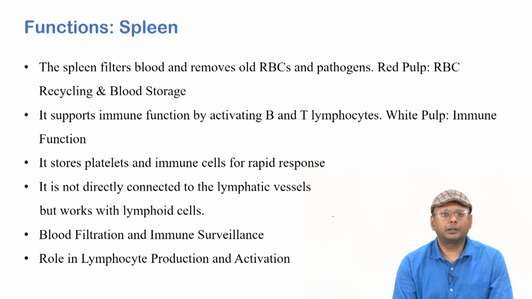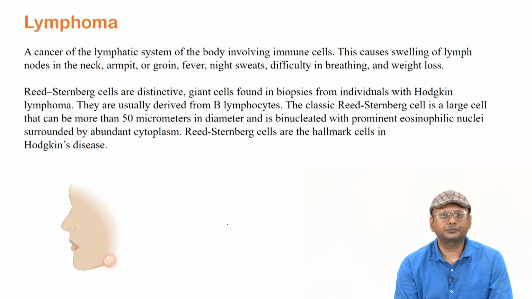The white pulp participates in the immune function. It stores platelets and immune cells for rapid response. It is not directly connected to the lymphatic vessels, of course, but it works with the lymphoid cells. So, it does blood filtration along with immune surveillance in our body, and it also has a role in lymphocyte production and activation. So, these are the different functions of the spleen.